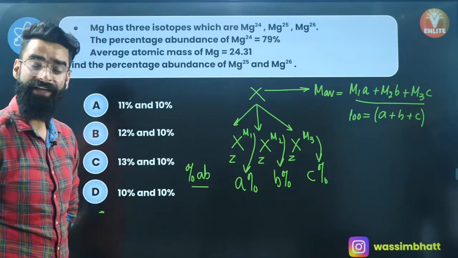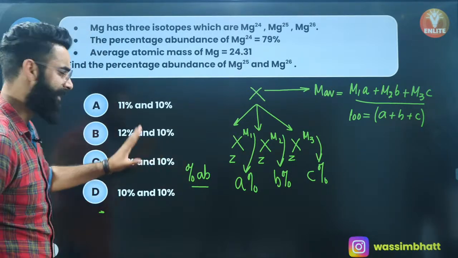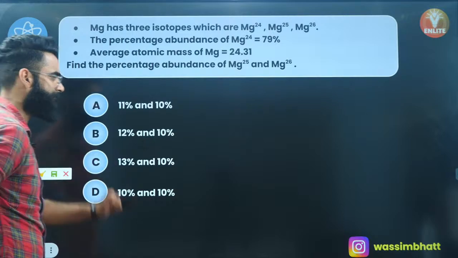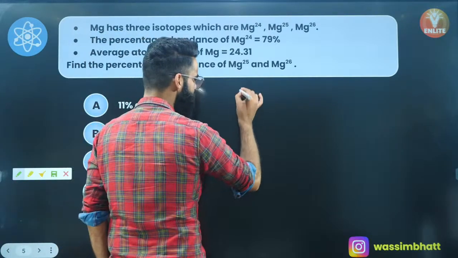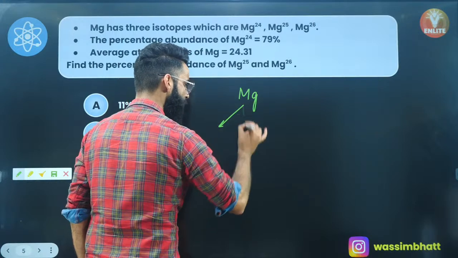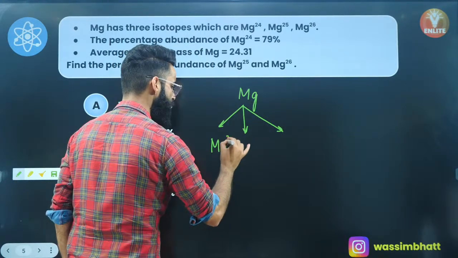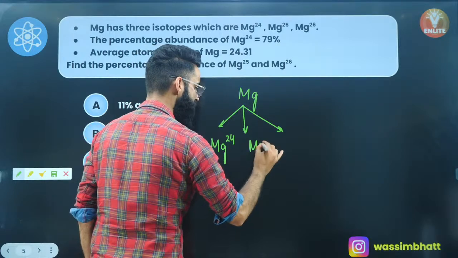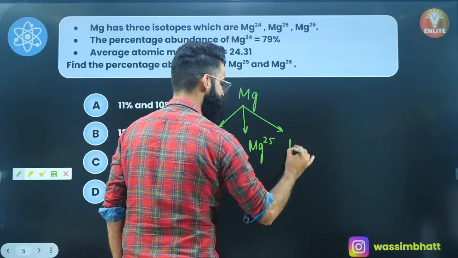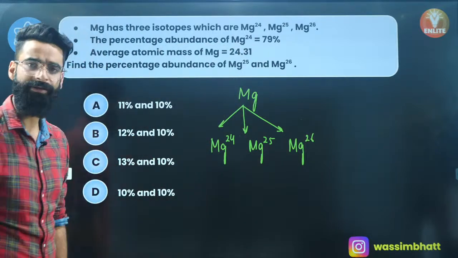Now we will have a look at exactly how I am going to tackle this sort of equation. Understand properly. I'm going to do it slowly, step by step. As per the equation, we have magnesium, which has three isotopes. One is Mg24, another is Mg25, another is Mg26. These are the three isotopes of the element magnesium, right?